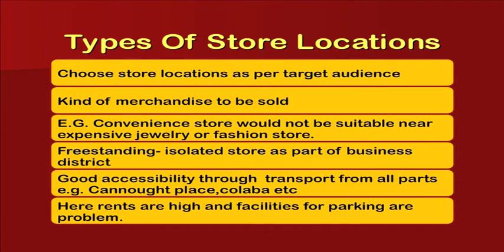Types of store locations. You have to choose store locations as per target audience, kind of merchandise to be sold. So, there are two factors on which you choose location. Example, convenience store would not be suitable near expensive jewelry and fashion stores. Freestanding isolated store are part of the business district where good accessibility through transport from all parts is available. Example, Connaught Place in Delhi or Colaba in Bombay. High rental charges and high facilities for parking are always a problem in this type of store locations.